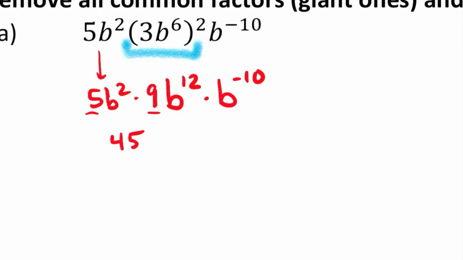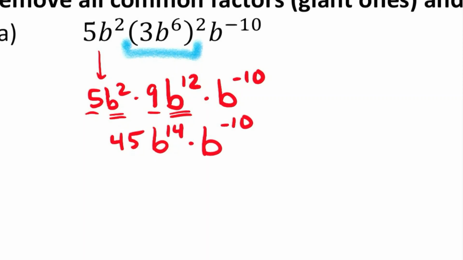And then I have more factors of b, right? This is b to the 2nd times b to the 12th. I'm sorry, did I say 20? B to the 2nd times b to the 12th is b to the 14th. There are 14 factors of b so far there. Then I multiply that by b to the negative 10th.